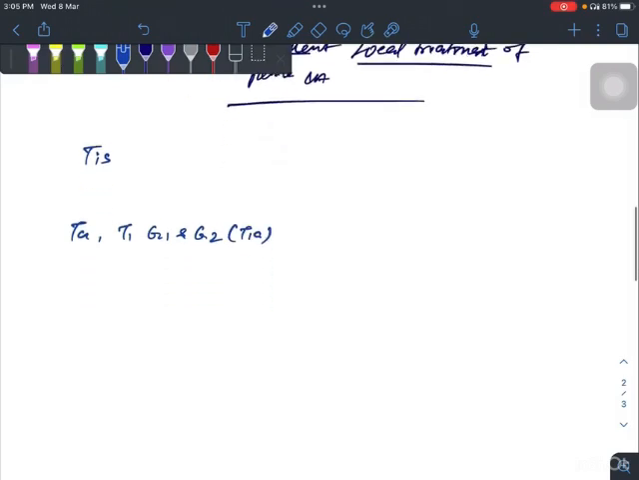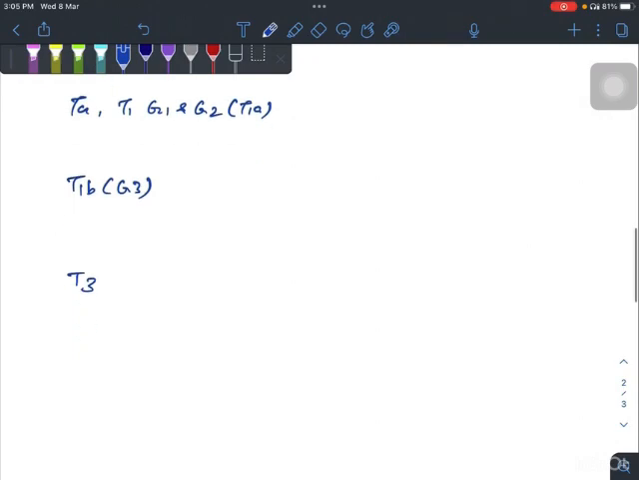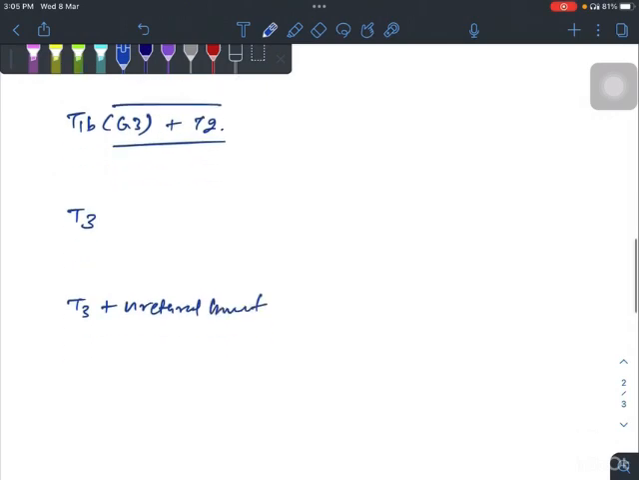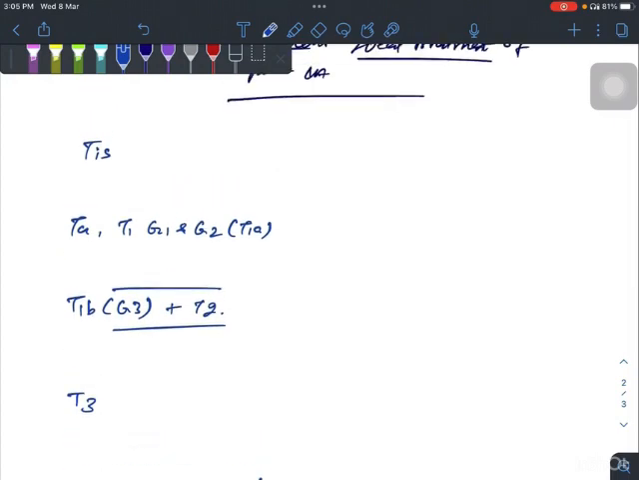Then T1B, that is grade 3. Then T3. This also T1B, in this category we can add T2 also. Then T3, T3 with urethral involvement. Then T4. This is the local treatment. We are seeing the local treatment.